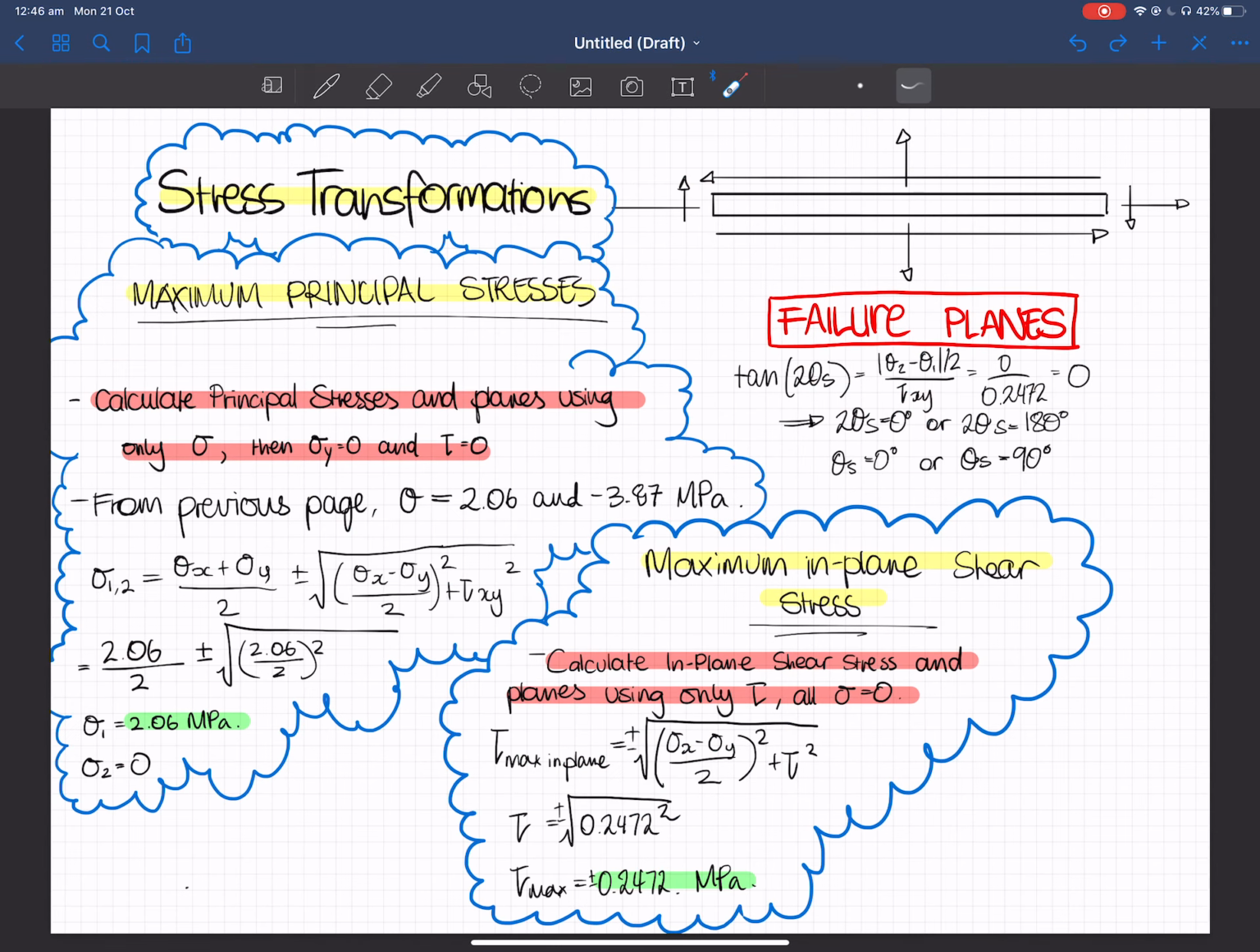Moving on to stress transformations, maximal principal stresses. We were told to calculate the principal stresses. We had to make sigma y and the shear stress equal to 0. By inputting these values into the formula, we negated this, making it equal just to 2.06, and same with here, getting rid of this also, which gave us this value, and basically gave us sigma 1 equals 2.06 MPa, sigma 2 equals 0.